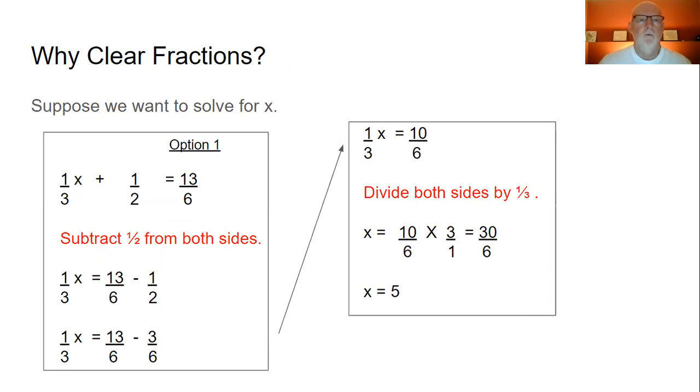So if we look at this option 1 and kept the fractions, there's the original. Normally what we would do is isolate the variable term right here. So we'd have to subtract 1/2 from both sides. Then we'd have to take the 1/2 and express it with a common denominator in order to simplify. And then up here, we're dividing by a fraction. So dividing by 1/3, it's the same as multiplying by 3/1. And we get our answer is 5. So that's option 1. The value of x is 5.